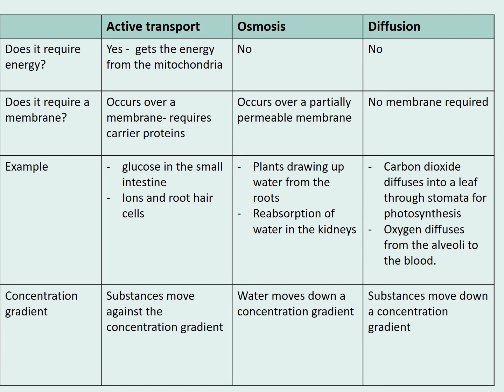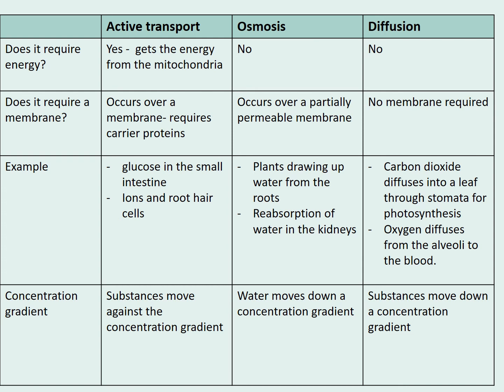Does it require a membrane? Active transport and osmosis do. So where they overlap, you should have partially permeable membrane or semi-permeable membrane, but not in the diffusion one, because you don't need a membrane. It happens across some membranes, but you don't need a membrane.